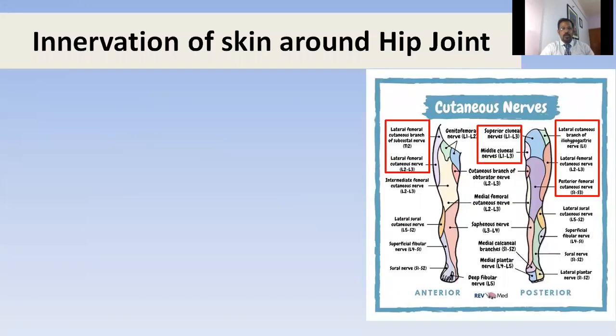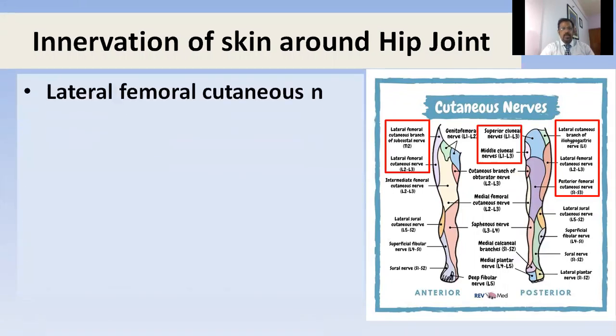Now, coming to the dermatomes, the innervation of the skin around the hip joint in the anterolateral aspect, starting from the greater trochanter to the knee joint, is from the lateral femoral cutaneous nerve. Above the greater trochanter, it is by the lateral femoral cutaneous branch of the subcostal nerve.